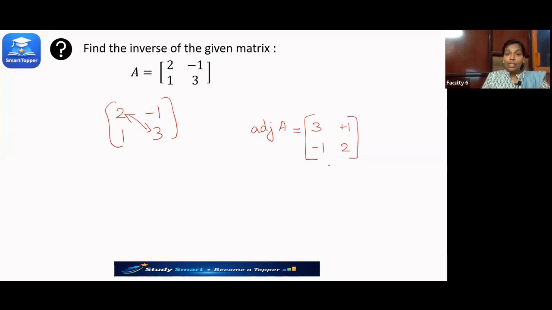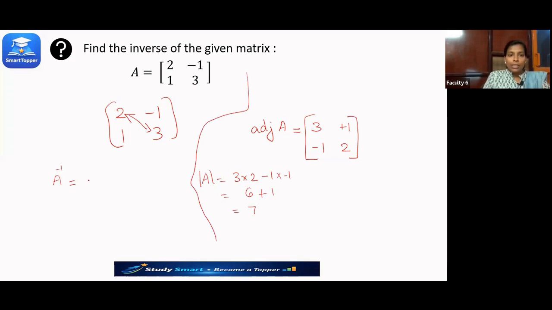Now, we have to find the determinant of A. How will you find the determinant? Just cross multiply and subtract in the usual way. You will get the determinant of A as 3 into 2 minus 1 into minus 1, right? So, 3 into 2 is 6 and it is 1 plus 1. So, our answer is 7. What is our final answer? We know that A inverse is equal to what?